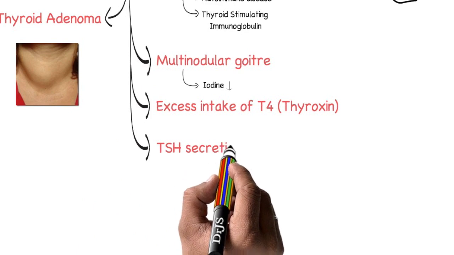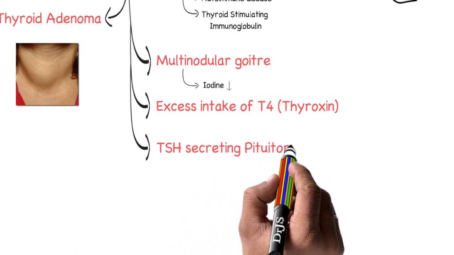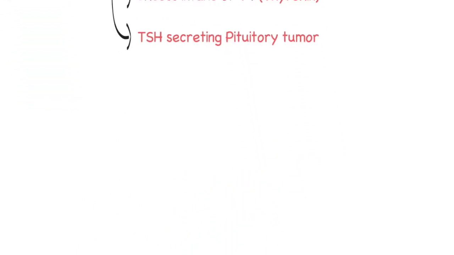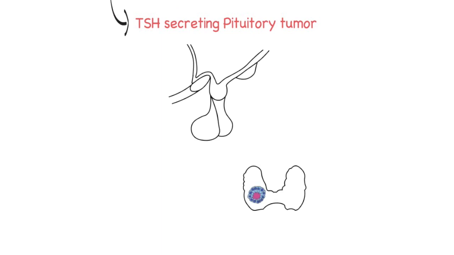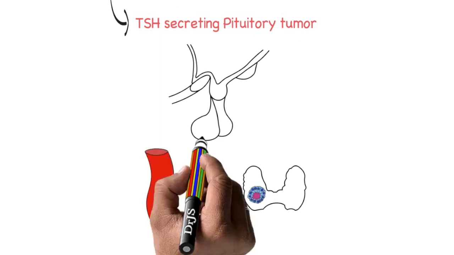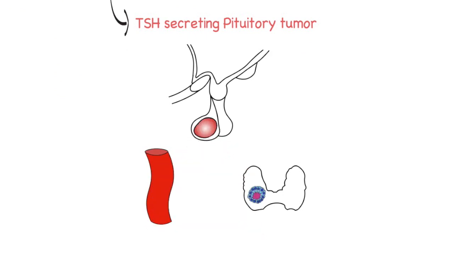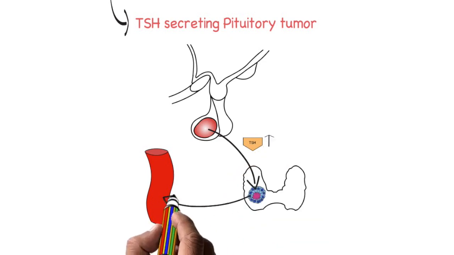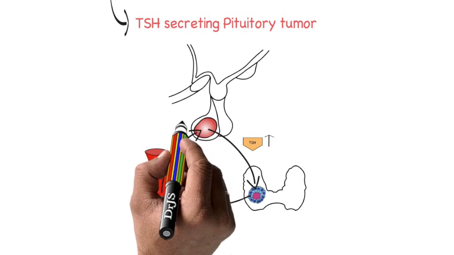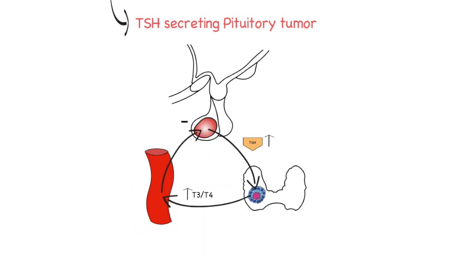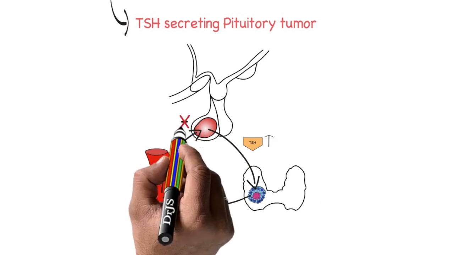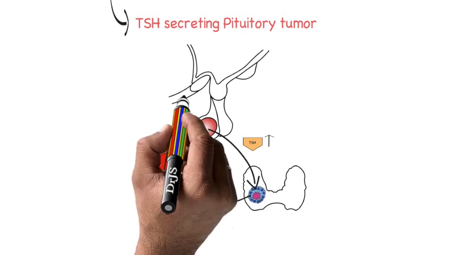TSH secreting pituitary tumor. The tumor causes the pituitary to secrete more TSH. As a result, more T3 and T4 is produced. These thyroid hormones cannot inhibit the pituitary because of the tumor, but the hypothalamus is inhibited.